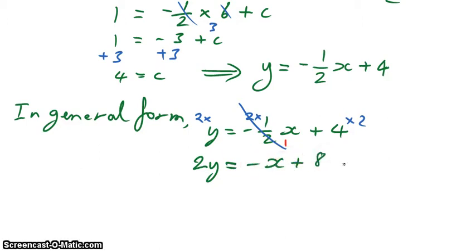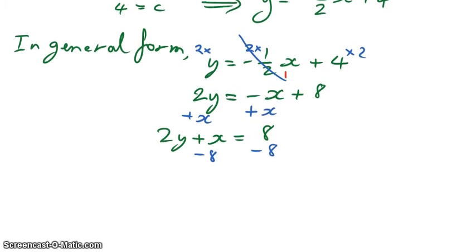Now with the general form, if possible, it's better to have a positive x. I don't know why this is, but this is true. So what we'll do is we'll add x to both sides here, and we end up with 2y plus x equals 8, and then we'll just take 8 from both sides. All we're doing is rearranging this equation, so we now have 2y plus x minus 8 equals 0.